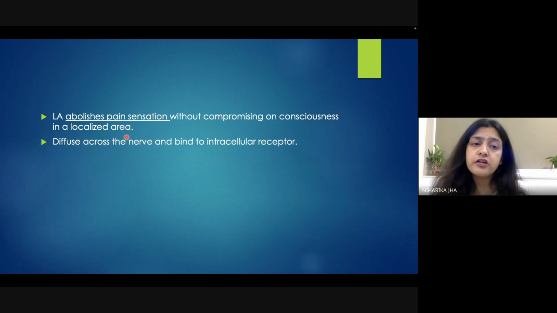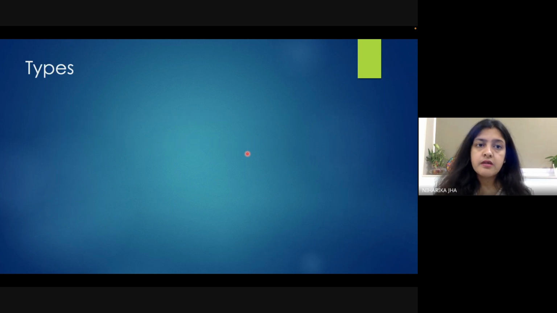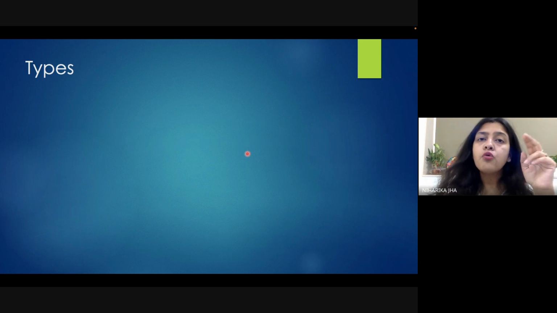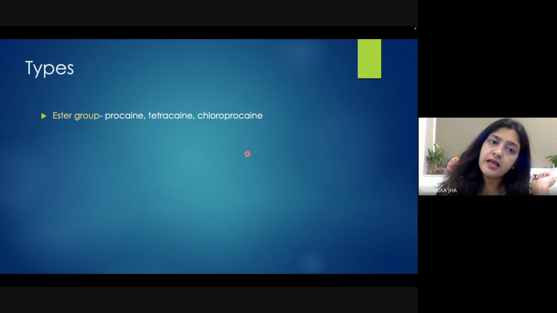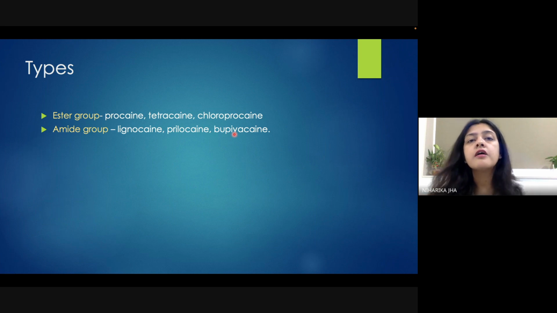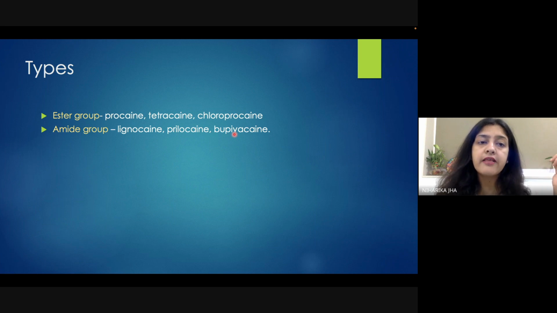How is this effect achieved? This effect is achieved because local anesthesia diffuses across the nerve and it binds to the intracellular receptor. There are various types of anesthesia, but basically we divide it into two major groups. One is the ester group and the second one is the amide group. The ester group includes procaine, tetracaine, chloroprocaine, and the amide group includes lignocaine, prilocaine, and bupivacaine. So these are the common anesthetics which are used by various practicing dermatologists and other doctors as well.